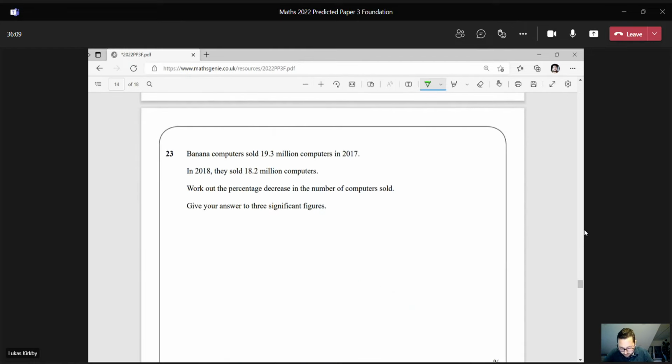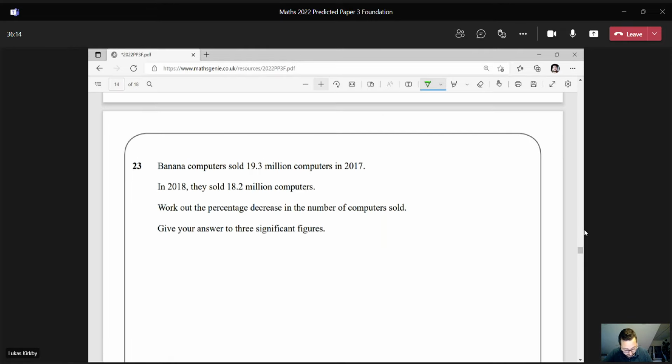So Banana Computers, I don't know if they're a rival to Apple or Orange. Banana Computers sold 19.3 million computers in 2017, well done. In 2018 they sold 18.2 million computers. That's gone down a bit, hasn't it? So work out the percentage decrease in the number of computers sold. Give your answer correct to 3 significant figures.